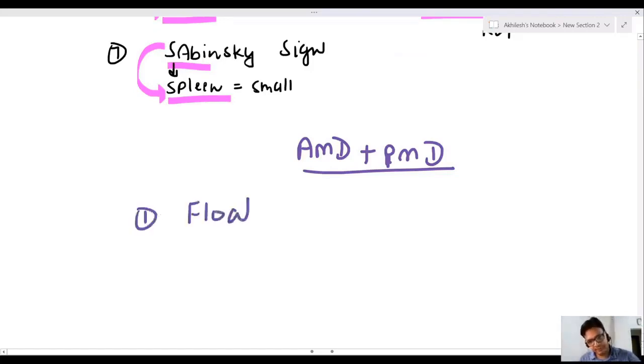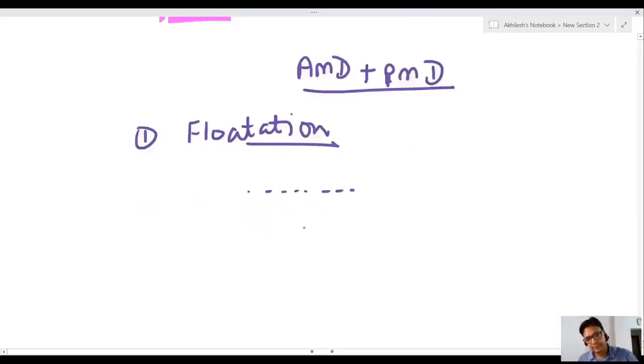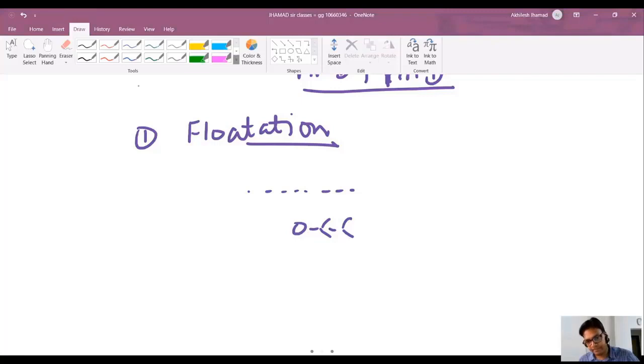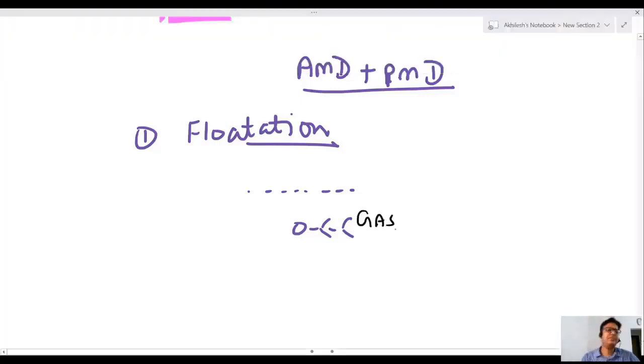First is flotation. Antemortem means you died inside the water. Postmortem means you died outside, but body has been put inside after that. Now, sir, this is water. Your body is inside the water. After some time, there is gas formation in the body because of decomposition. And body will start floating.